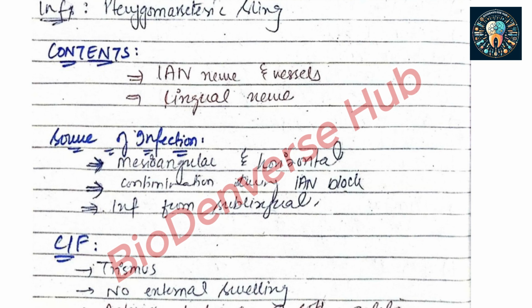The second important source is contamination during the inferior alveolar nerve block. If you are using contaminated syringes, or there is any other source of contamination during the process of injecting your local anesthesia, you can directly infect the pterygomandibular space. The third important source is that any infection from the sublingual space, in advanced cases, can further spread and involve the pterygomandibular space as well. So these were the three important sources of infection.